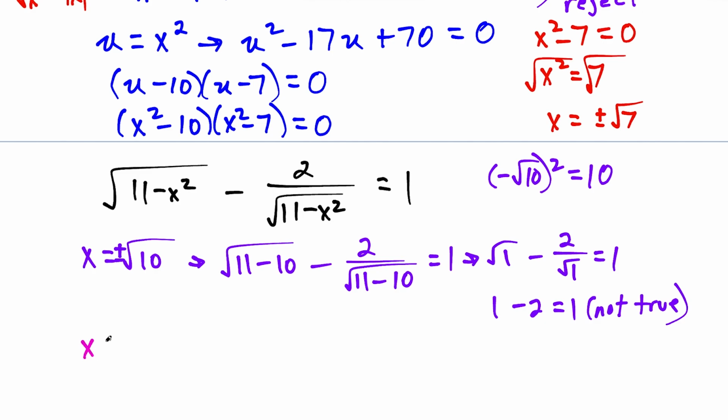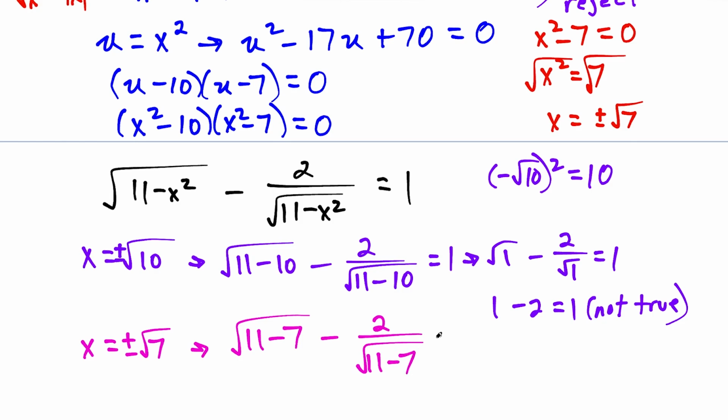So now let's plug in x equals plus or minus square root 7. And I could plug them both in basically both at once because x is being squared both times that it shows up in the expression on the left. So this would give us the square root of 11 minus, and if I do plus or minus radical 7 squared, that's just going to give us 7. And we have minus 2 over the square root of 11 minus 7 equals 1.